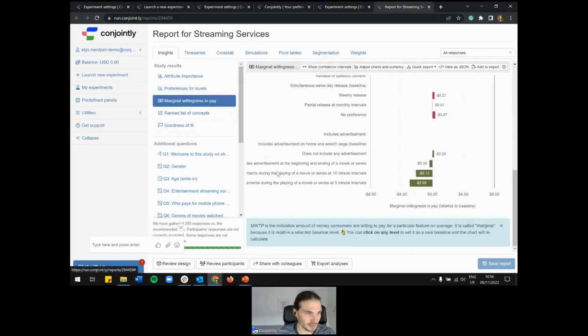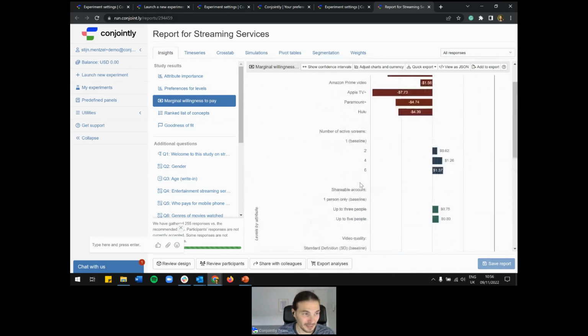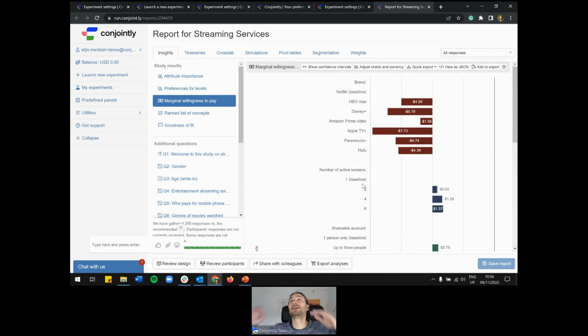Now we're going to look at marginal willingness to pay. Now the description we give it here is it's the amount of money consumers are willing to pay for a particular feature on average. That's not actually the exact calculation. The exact calculation relates to the median individual, and it's basically what is the trade-off the median, so the 50th percentile, would make to switch from A to B. So at which price range does the median individual tend to switch from option A to B? So in this case, I'm just going to simplify that for now and just say the average consumer, because median and average hopefully are roughly the same.